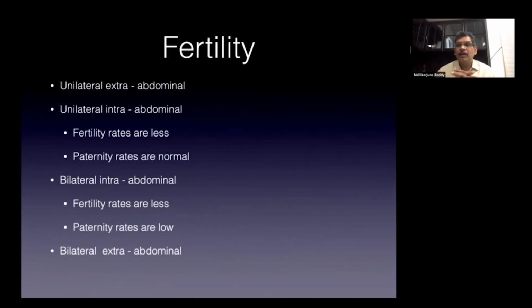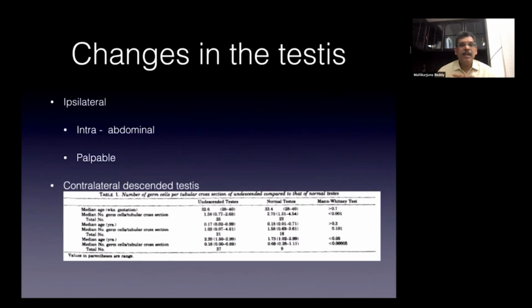So what happens to these testes? If it's an ipsilateral, intra-abdominal and palpable testis, what happens to the contralateral descended testis in terms of fertility? You can see in this graph that the number of germ cells per tubular cross-section compared to that of the normal testis is much lower in children who had an ipsilateral intra-abdominal testis. And this is more so in children who are born small for gestational age. So there are changes in a contralateral descended testis in case of an ipsilateral intra-abdominal testis.